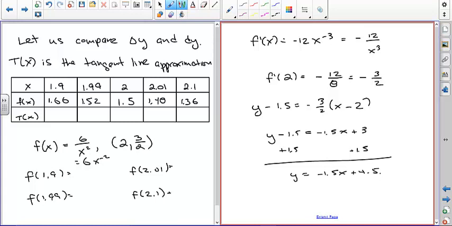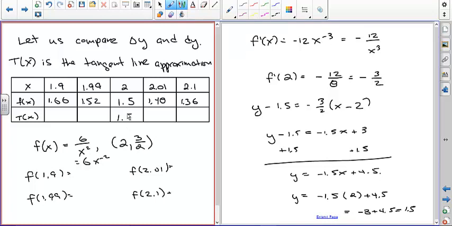So now you can plug in these values again, the same grouping of people can do this. I'm going to do x equals 2, and I should get 1.5. So if I take negative 1.5 times 2 plus 4.5, that's negative 3 plus 4.5, which is 1.5. So they're exactly the same here because they're the same point. We used that point to make the linear equation.